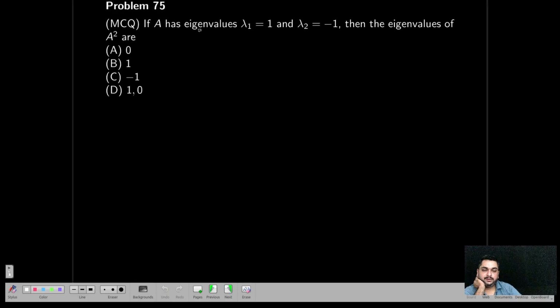Next. If A has eigenvalues lambda 1 equal to 1, lambda 2 equal to minus 1, then what are the eigenvalues of A square? A square gives lambda square. That is 1 square and minus 1 square. That is both equal to 1 only.